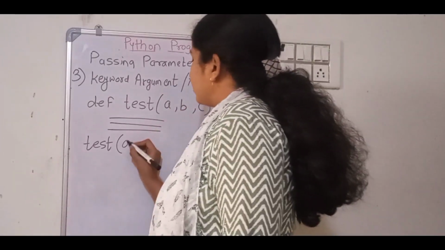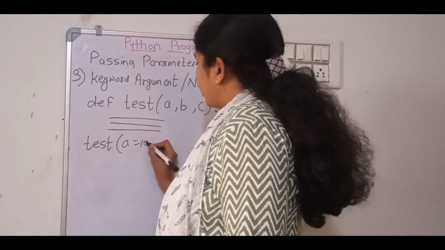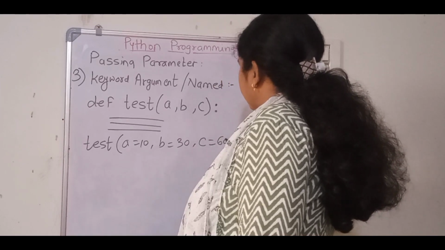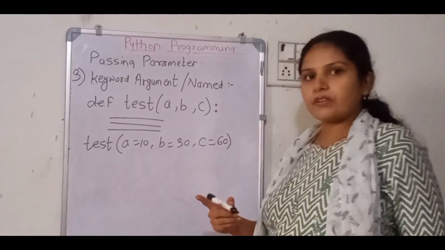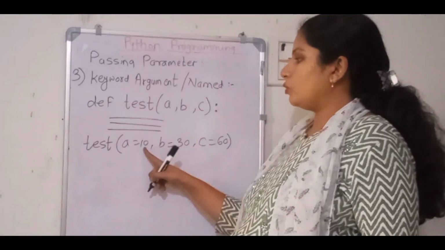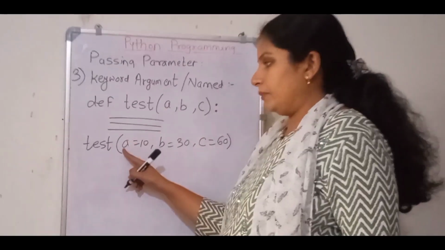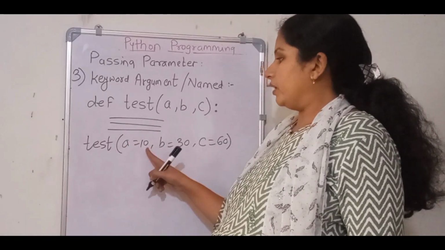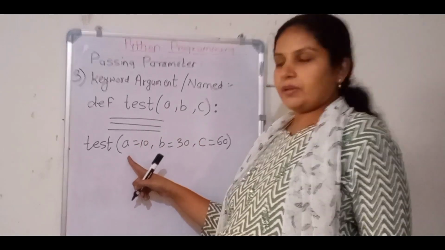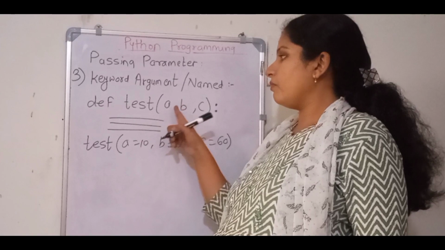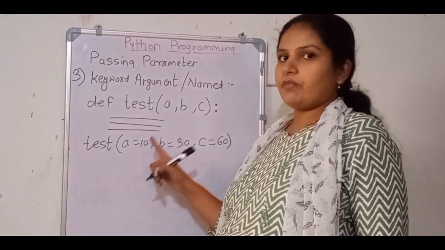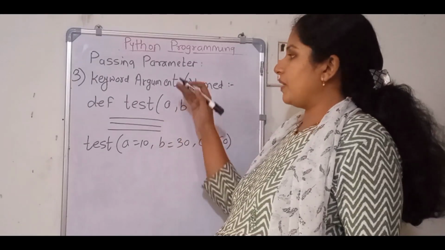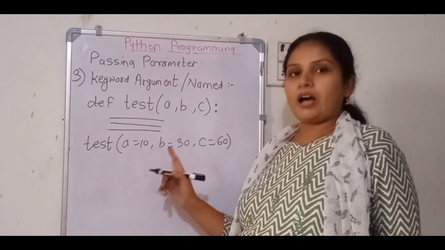But here, since we are telling the name itself, we can change the sequence also. So here I am assigning the values like this: a is equal to 10, b is equal to 30, and c is equal to 60. So what is the difference here? What I am doing here, a equal to 10, I am using the name. I am not considering the position. I am using the name here. So a equal to 10, that means variable a is assigned 10. The same variable name we are taking here. B equal to 30 and C equal to 60. This value will be passed as the argument.